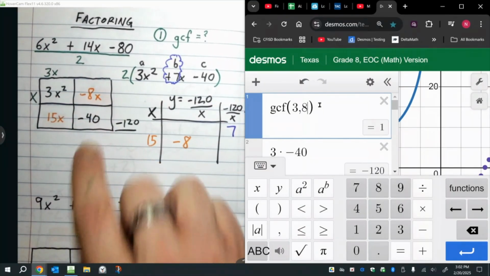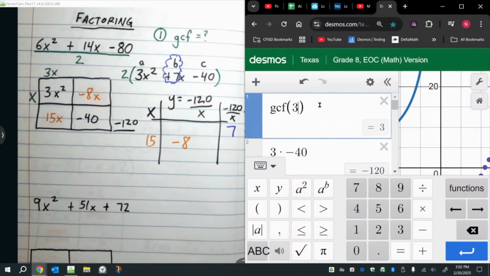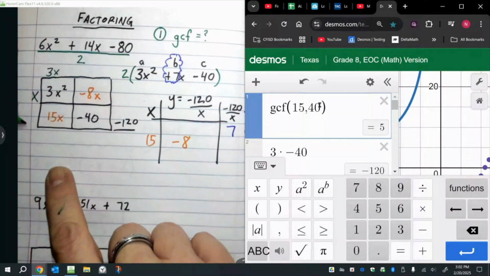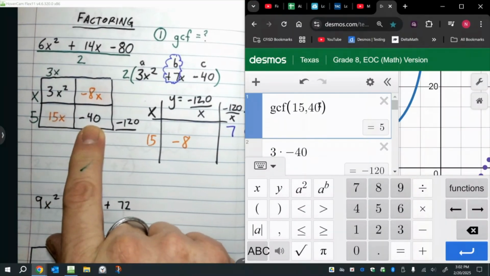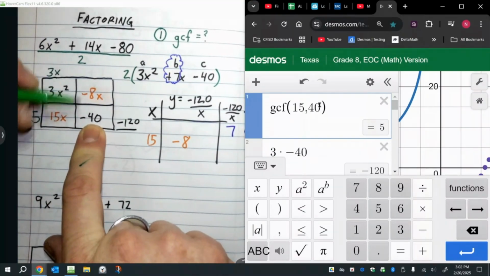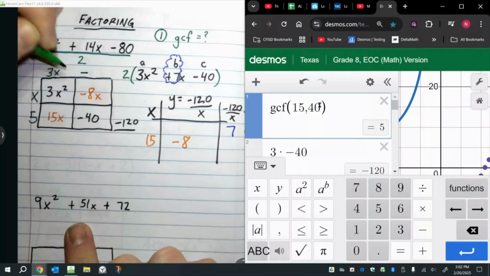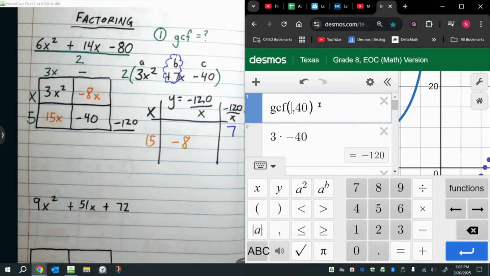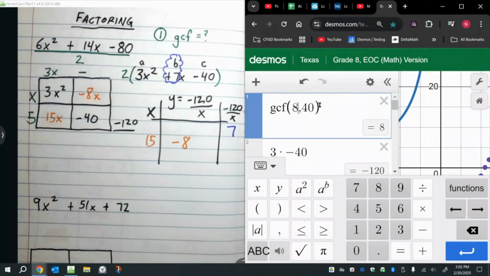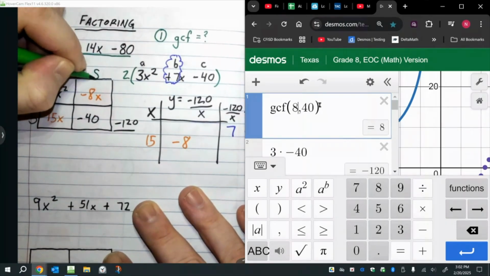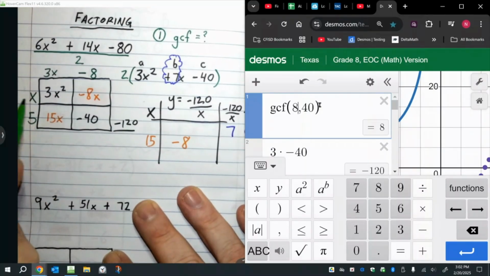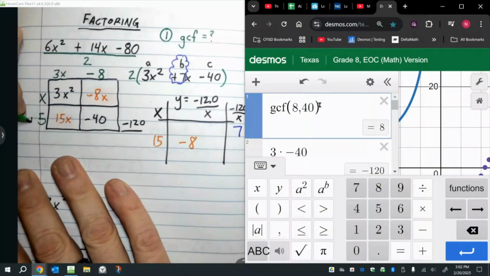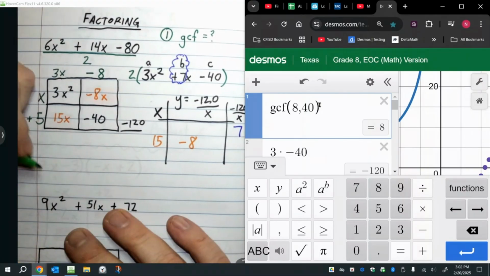Okay, 15 and negative 40. I don't know, let's try it. 15, 40. So the 5. So this needs to be a 5. And then these are both negative, so I know that's common about them. If I take out the 8, so if I need this to be negative, that's positive. If I need this to be negative, then I need the 5 to be positive. And so here's my final answer.